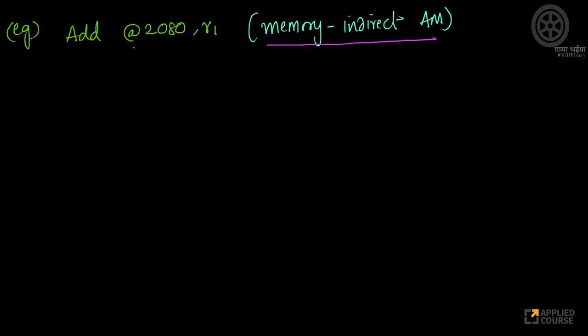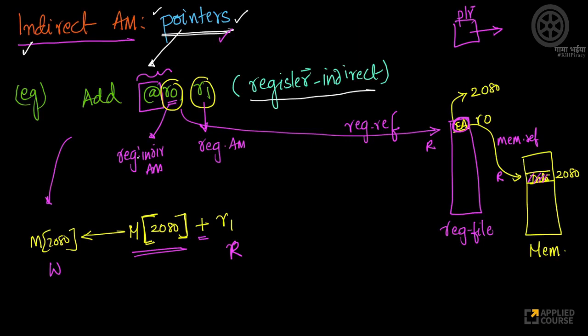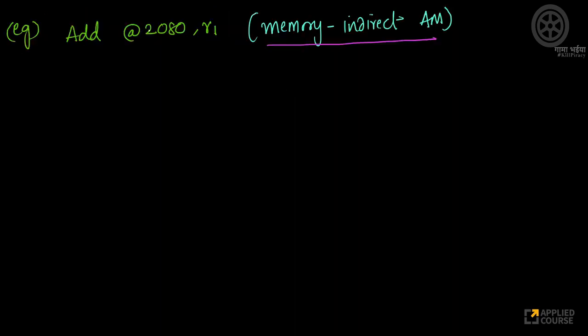Now look at this. The second variant is memory indirect addressing mode. So how does the memory indirect addressing mode work? Very similar to register indirect addressing mode, except that here look at this ampersand 2080. This is register reference. This is memory indirect addressing mode, right? This is your register addressing mode.